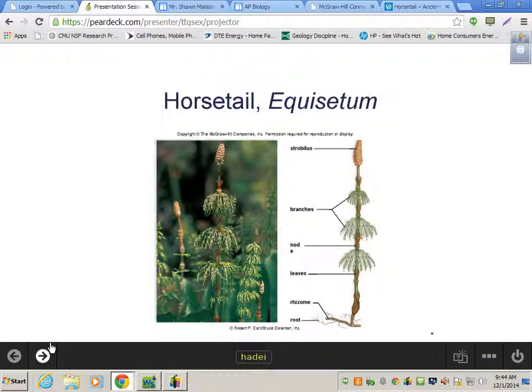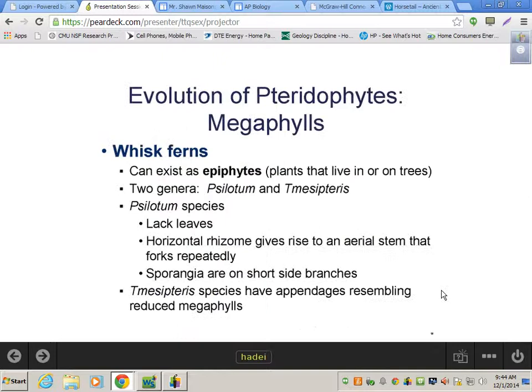So then looking at whisk ferns. These can exist as epiphytes, plants that live basically in the crux of the trees.